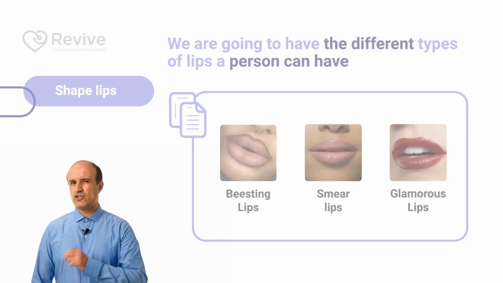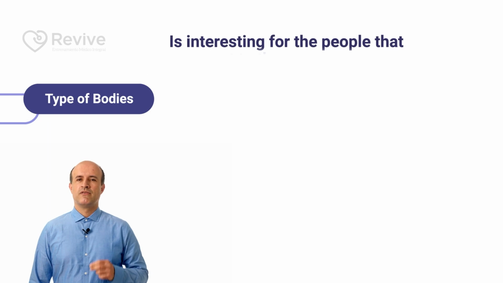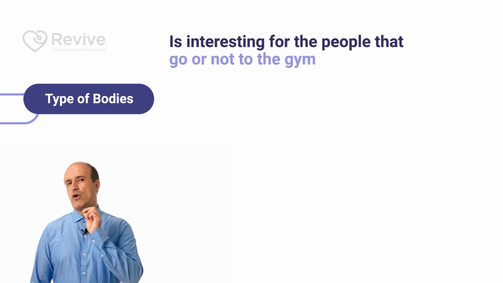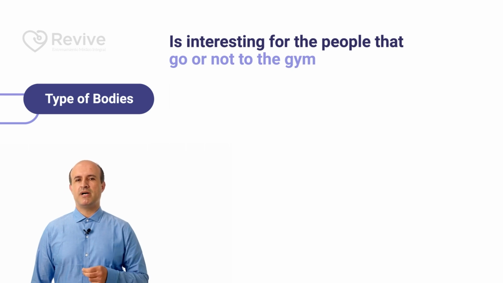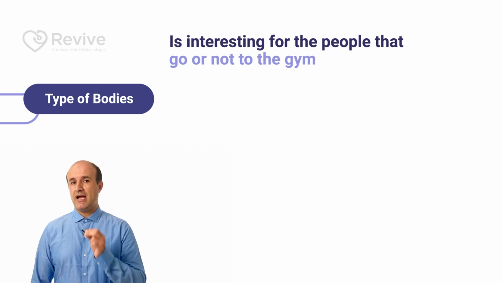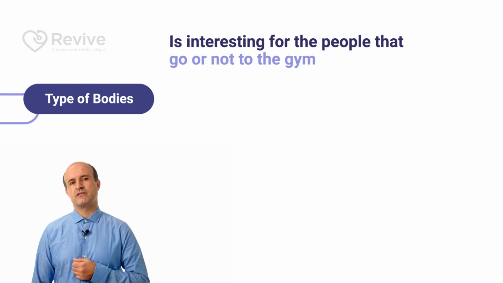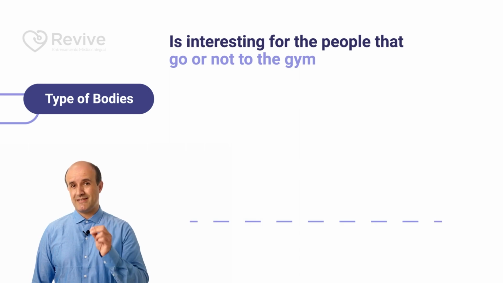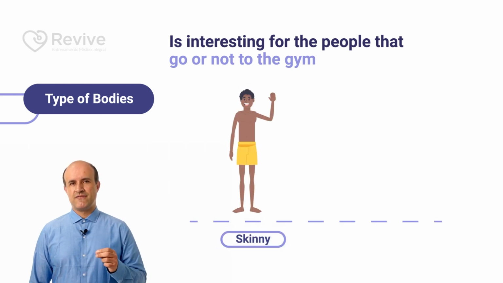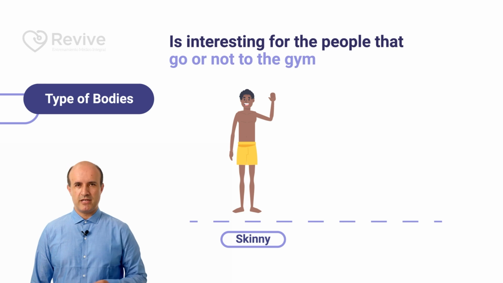The next section is interesting for the people that go or do not go to the gym. We are going to talk about the types of body a person can have and the build they have from the exercise or the absence of it. The first type of body we have is the skinny, that is a very thin type of body.